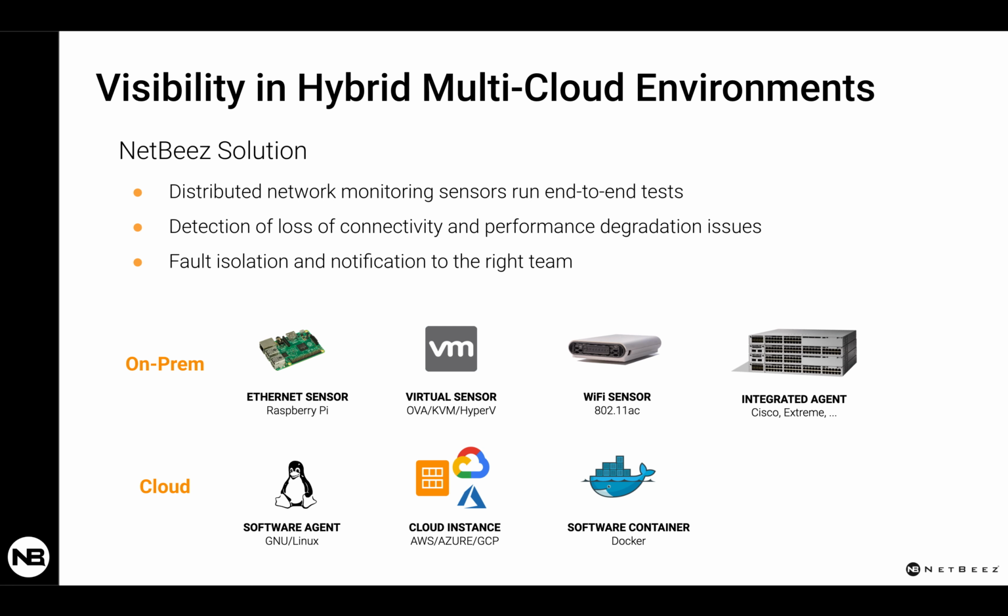For this reason, there are two types of sensors that you can rely on: on-prem sensors, such as dedicated single board computers or VMs, or for the cloud, you can install a software agent on an existing server, or spin up a dedicated cloud NetBeez agent on AWS, Google Cloud, or Azure, for example, or just deploy the NetBeez monitoring agent as a software container with Docker, for example. So different ways that you can do network monitoring with NetBeez.